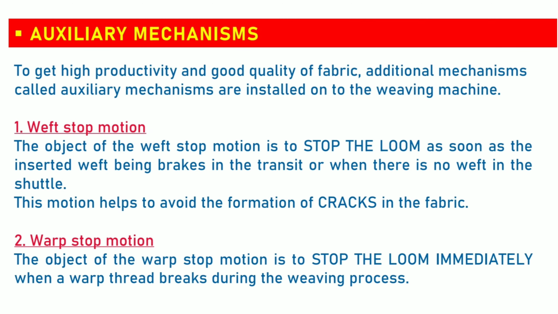Let's understand different auxiliary mechanisms. Web stop motion. The object of the web stop motion is to stop the loom as soon as the inserted weft breaks in the transit or when there is no weft in the shuttle. This motion helps to avoid the formation of cracks in the fabric. Warp stop motion. The object of the warp stop motion is to stop the loom immediately when a warp thread breaks during the weaving process.